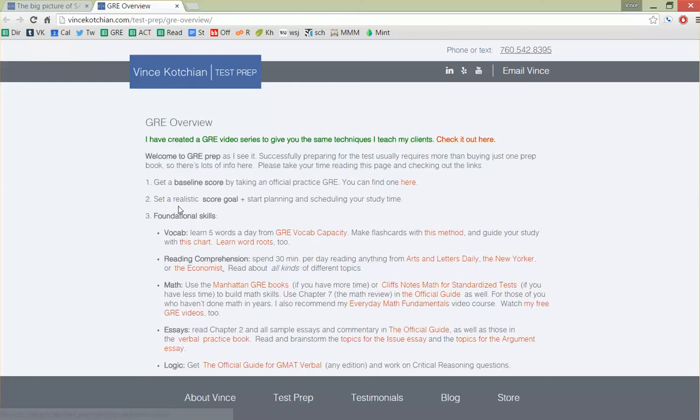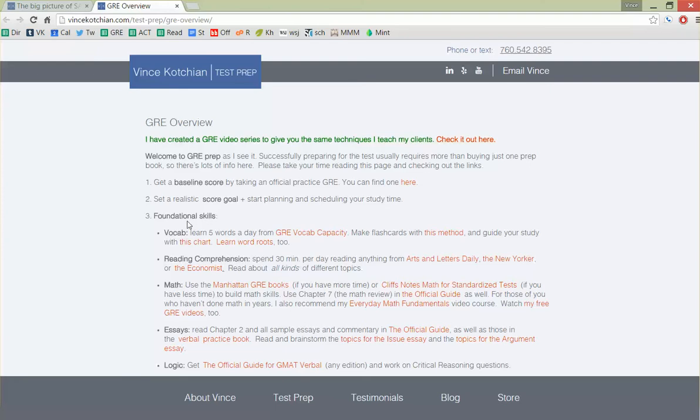Then you can set a realistic score goal and start planning and scheduling your time. Really important to actually schedule in the time you want to study. A lot of people have trouble fitting in study time. Best way I think to do it is to put it in a specific time slot on a planner.